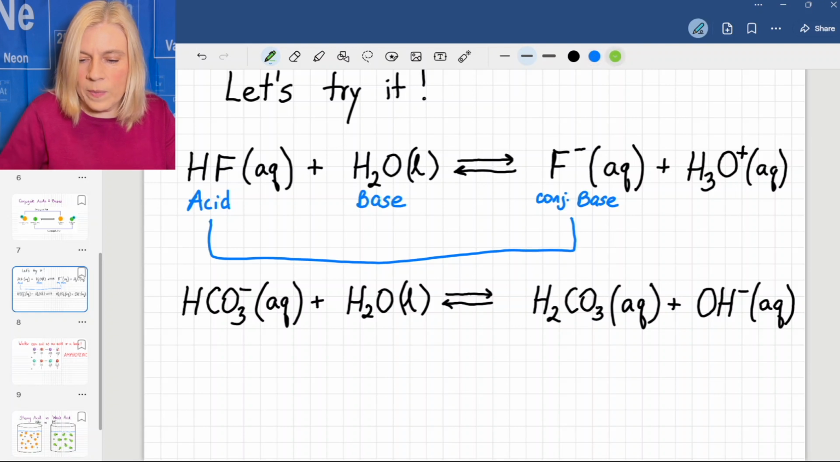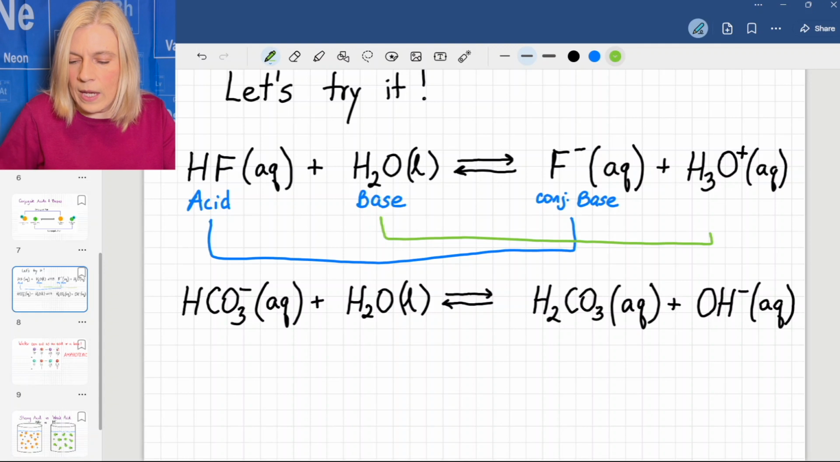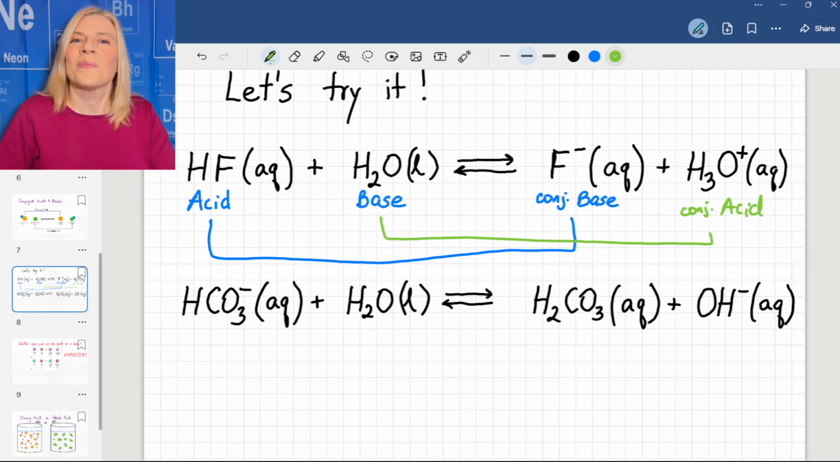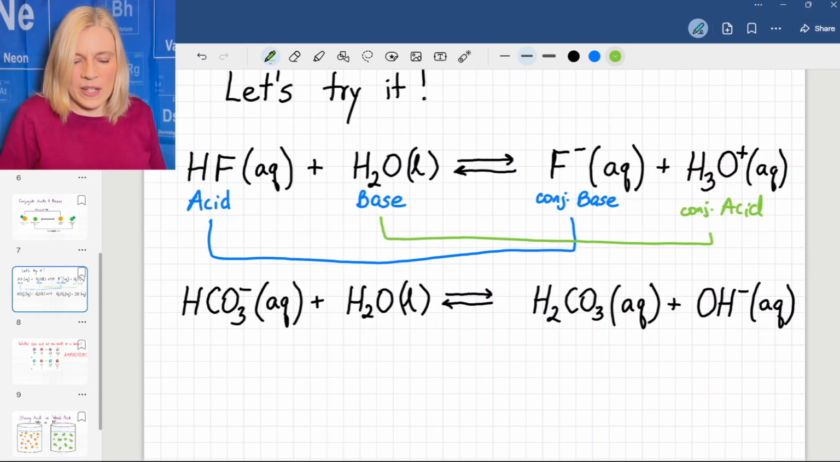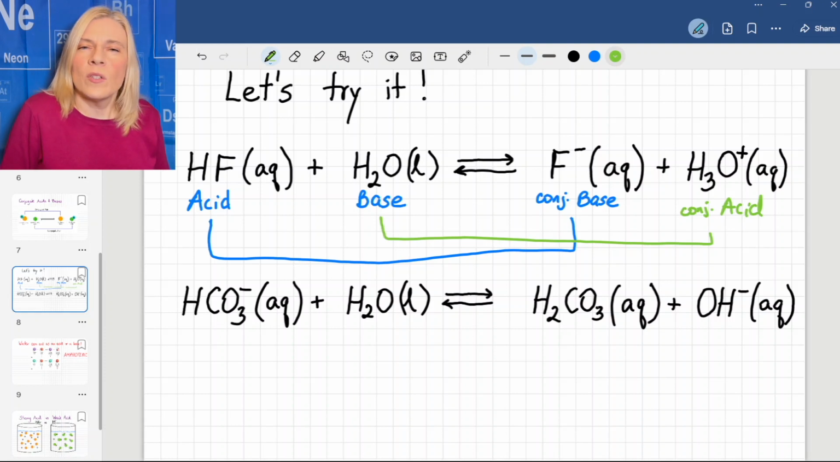And when water was a base, it accepted the H+, and now we have a conjugate acid. There we go. One more example. Are you ready? Let's look here. We have HCO3 minus. What is that? Well, do you remember CO3 2 minus is carbonate? So this is our hydrogen carbonate, or bicarbonate.